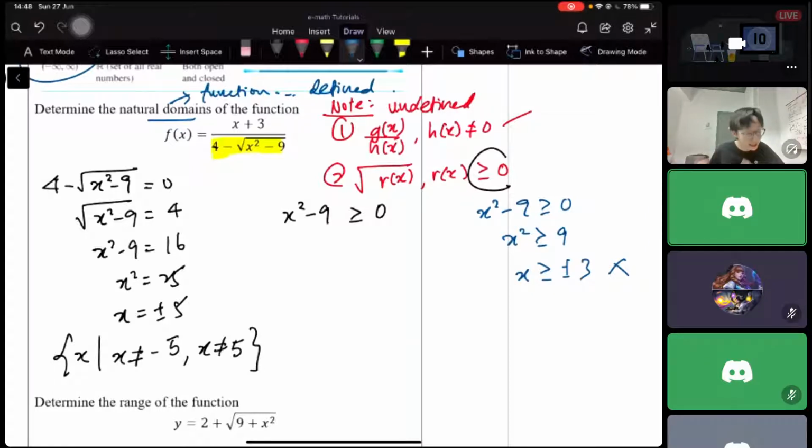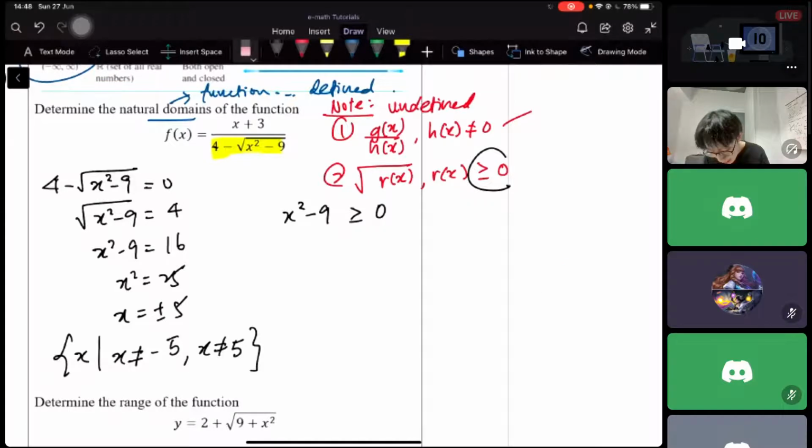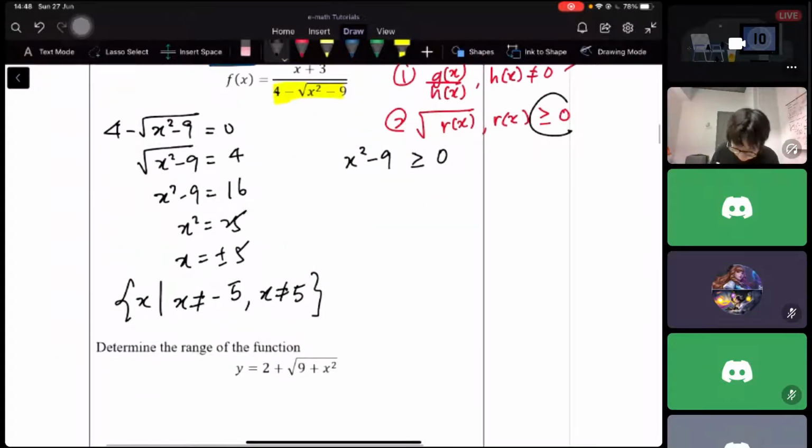Why is it nonsense? Because remember when you have a negative in front of an x and you want to shift it to the other side of inequality, you need to change the sign, right? From more than equal, you need to change it to less than equal. So you can do it like this. Do it properly, like how you did in your SPM.